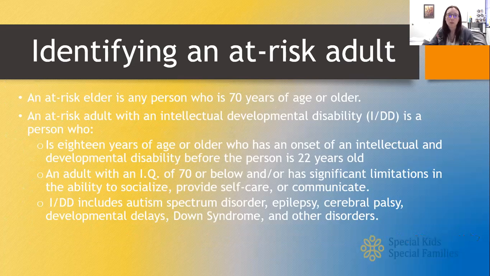Identifying an at-risk adult. An at-risk elder is any person who is 70 years of age or older. An at-risk adult with an intellectual developmental disability is a person who is 18 years of age or older, who has an onset of an intellectual and developmental disability before the person is 22 years old. An adult with an IQ of 70 or below and/or has significant limitations in the ability to socialize, provide self-care, or communicate.